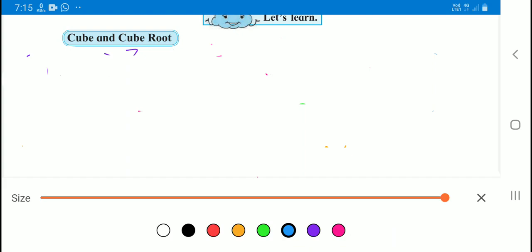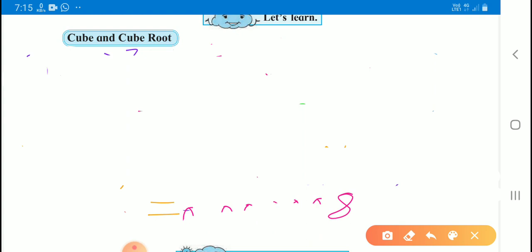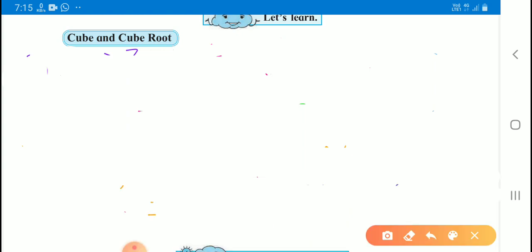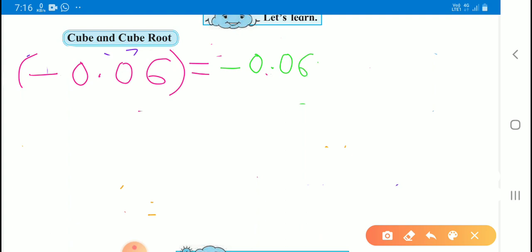Let me clean this place, means we can do the examples. Now I will take here negative 0.06. Okay. Now how to write? It's equal to negative 0.06 into again bracket cube.